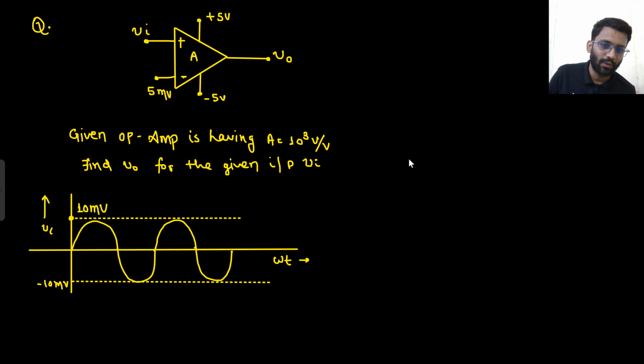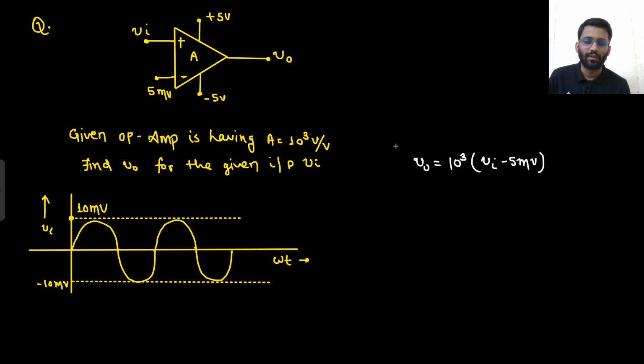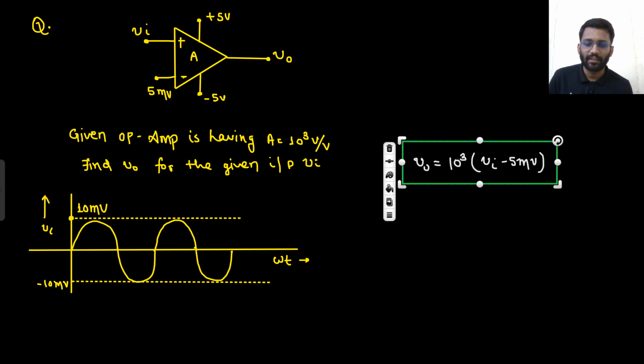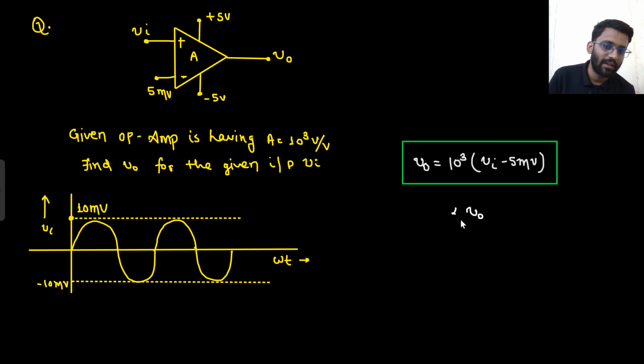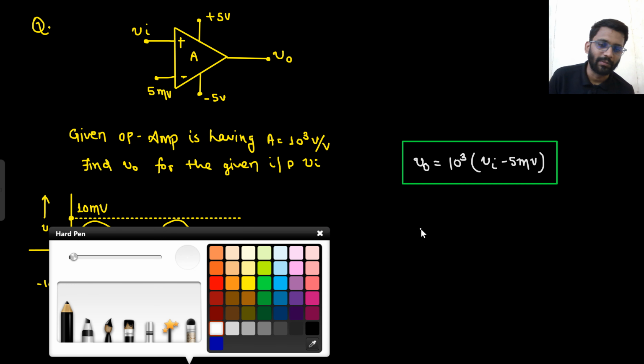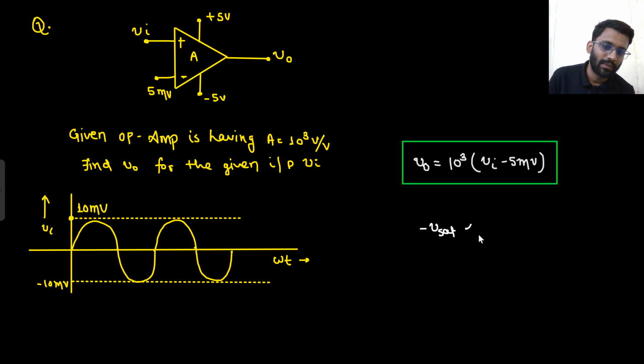So the simple method is always write down the output voltage. What will be the output voltage? Output voltage will be 10 to the power 3 times (V in minus 5 millivolt). So this will be your output: 10 to the power 3 times (V in minus 5 millivolt). One thing I always need to take care of is that your V naught will always be between plus V sat to minus V sat. So your V naught will always be between minus V sat to plus V sat. This is what you always have to remember. Right? So these 2 points are there.